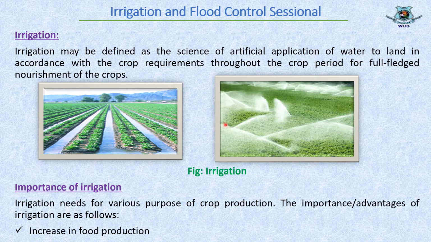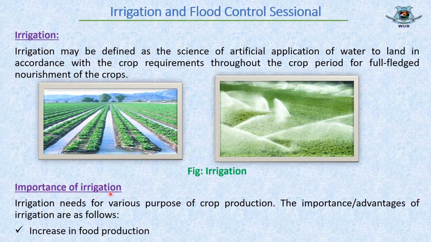Here we can see two pictures, and these two pictures belong to irrigation. Here, this picture shows the irrigation which is done by sprinkler irrigation method, and this method is called furrow irrigation method. And you were introduced to all these irrigation methods while studying the theoretical course of irrigation and flood control.